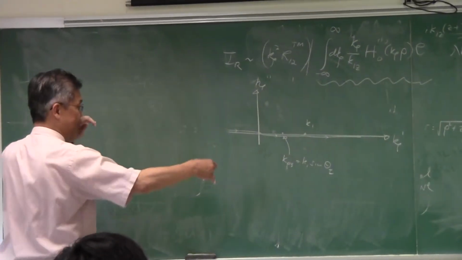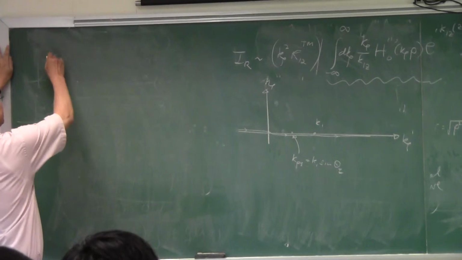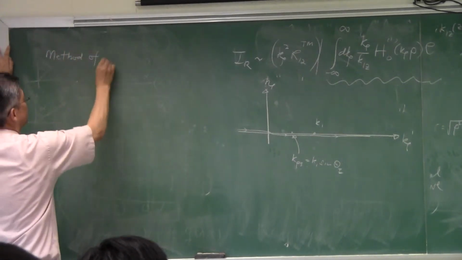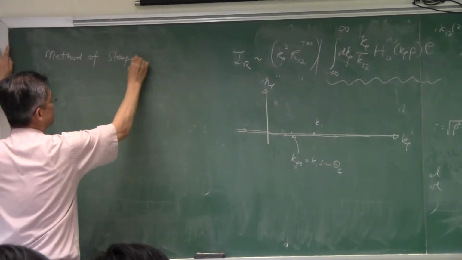Method of steepest descent. It's a more rigorous method. The stationary phase method is like a heuristic method, but the method of steepest descent will be more rigorous.